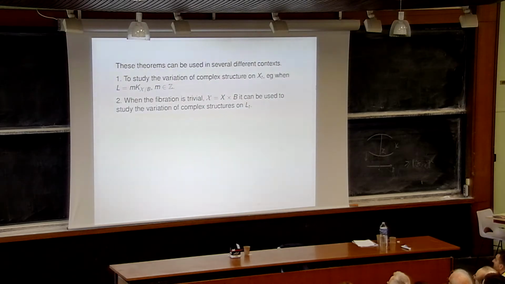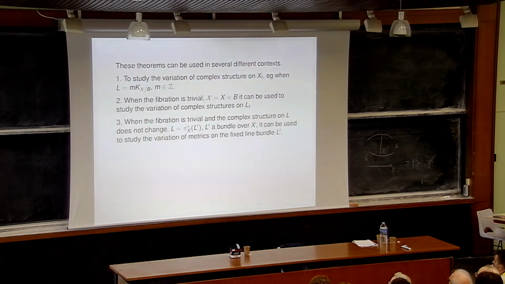Trivial. So then it's just a product of one fixed manifold with the base B. And then you can use it to study a family of line bundles on the same manifold. And you can use it to study the variation of complex structures on those line bundles. They will always be topologically the same, but the complex structure on the line bundle might vary, and you can get that. And finally, you can also use it to study the case when the fibration is trivial, and the complex structure on the line bundle does not change either.